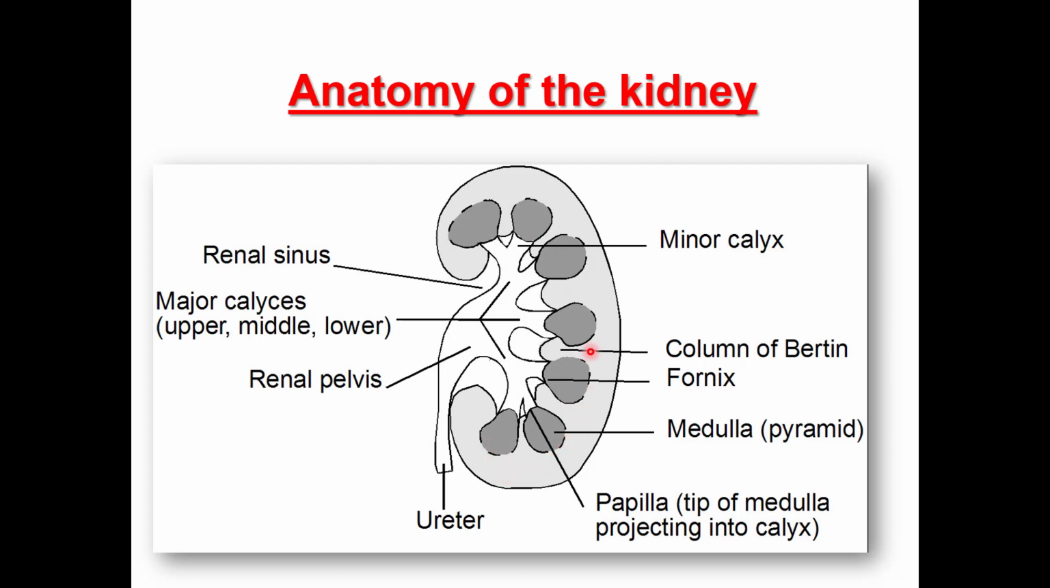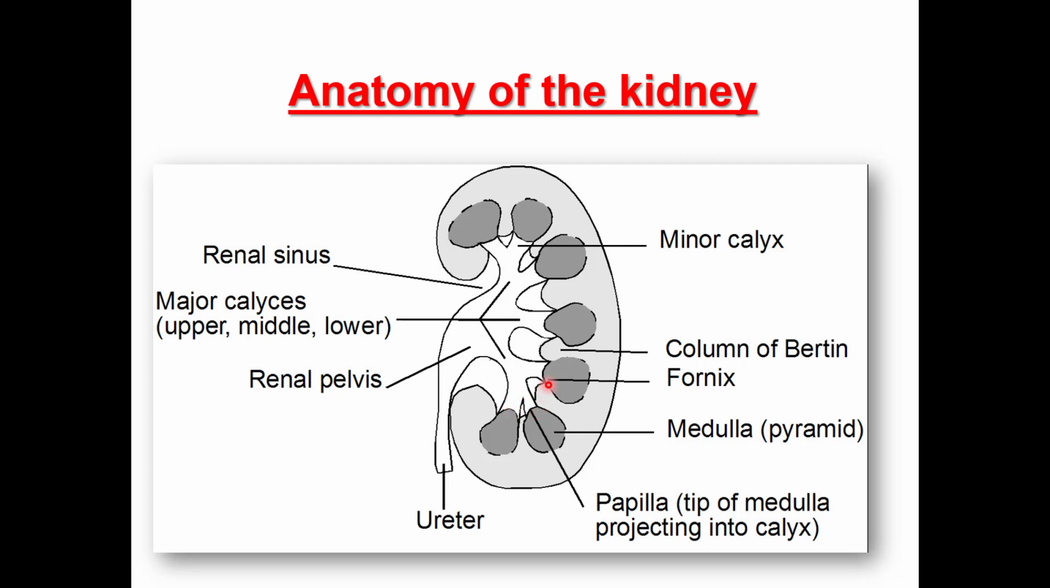So this is the cortex. The light gray is the cortex and the dark gray is the medulla of the renal tissue. The medullary portion is composed of multiple triangular shaped structures, which are called medullary pyramids. Medullary pyramids have the tip inwards. This tip is called the papilla. The papilla is projected to the minor calyx.